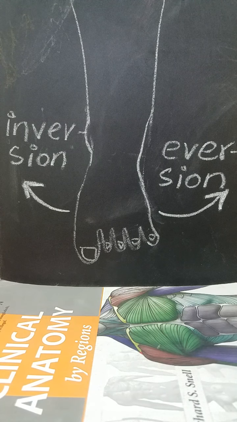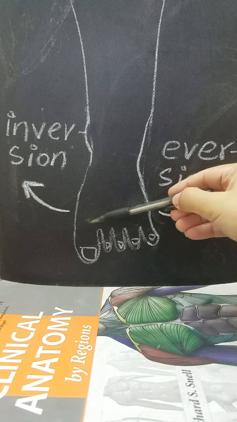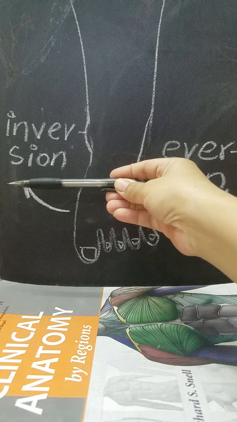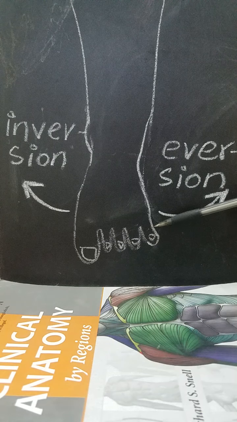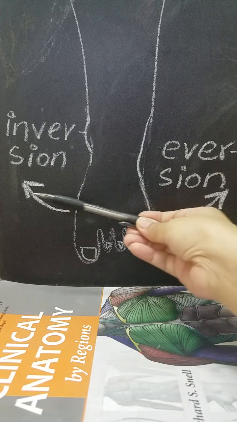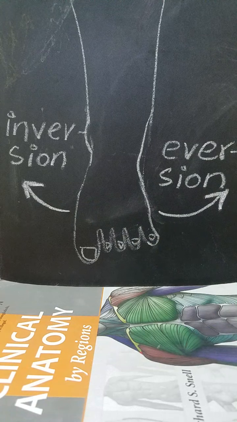And when we talked about the action of the tibialis posterior, we said that it brings about inversion of the foot. So the movement of the foot in this direction is inversion, when this is the big toe and this is the little toe, right? So if the sole faces this direction, this is inversion, and if the sole faces outwards, this would be eversion.